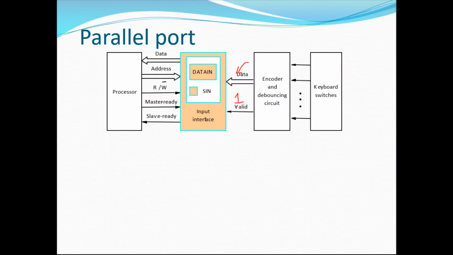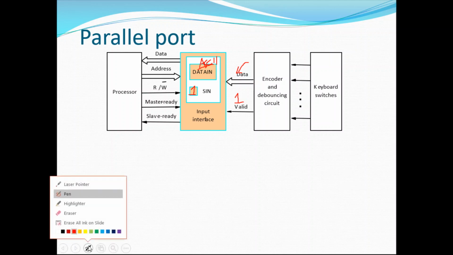If it is 1, it understands that some data is available, and it takes that ASCII value and keeps it in the data in register. It keeps the ASCII value of that particular character. After keeping the data in the register, it will also make the SIN bit 1. The processor keeps polling the SIN bit. When it becomes 1, the processor understands that some data is available in the data in register and it will read the data.